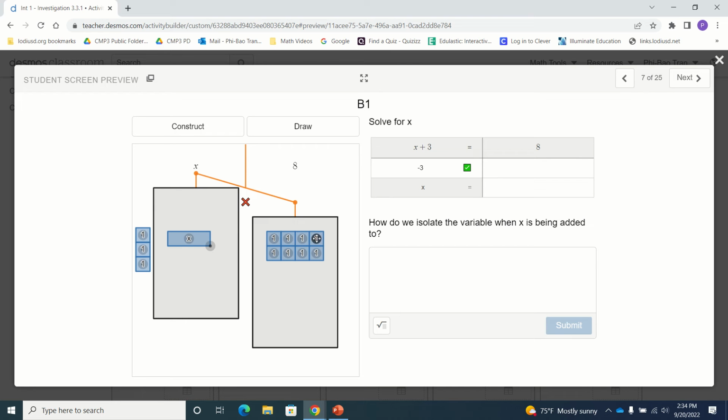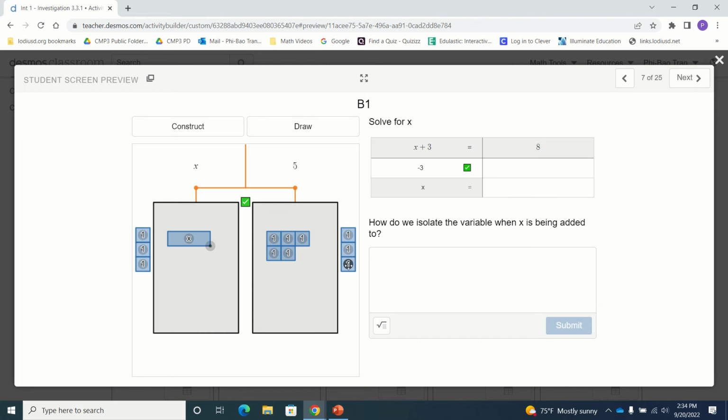So to keep it balanced, I need to drag these tiles to the other side. I also need to remove 3 tiles on the right side. So whatever I do to one side of my scales, I need to do to the other side. In this case, I'm subtracting 3 from both sides. So after doing that, I see that one X tile weighs the same as 5 of these squares. So X equals 5. So how do we isolate the variable when X is being added to? We can subtract the same amount of tiles on both sides. And it has to be the same amount in order to keep it balanced.